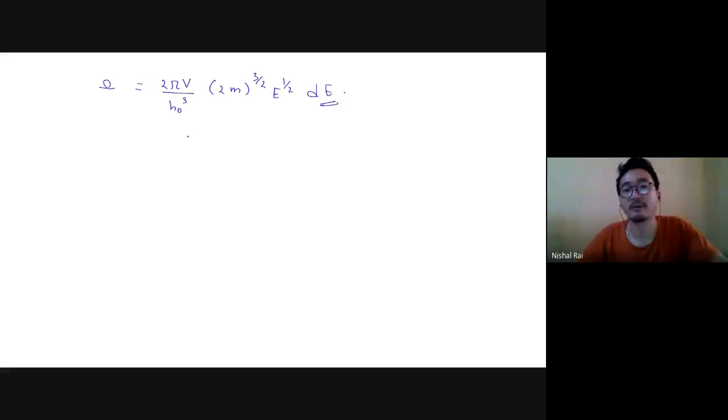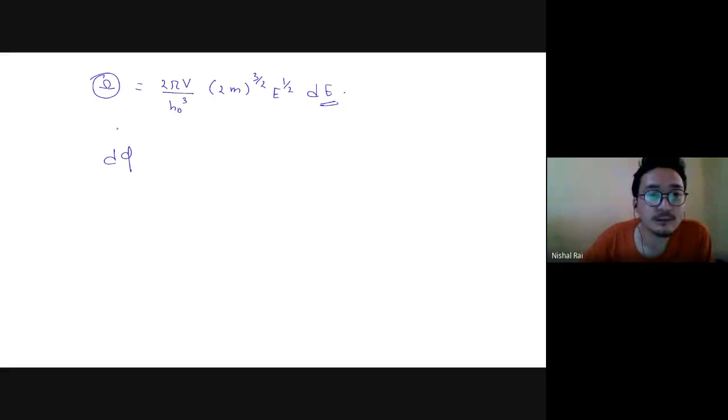Now, if you want to find the total number of microstates, you just integrate this, because this omega is basically d phi. If you integrate this from 0 to E to get all the accessible microstates between 0 and E, how much will you get? You will again end up with phi.